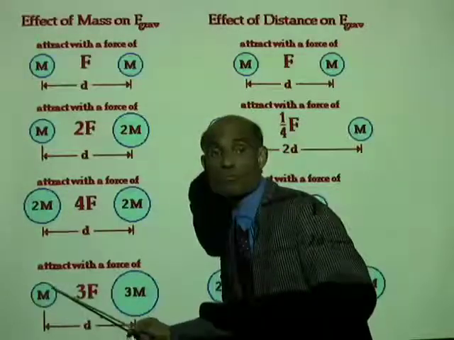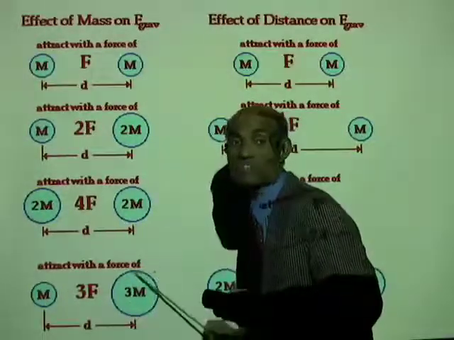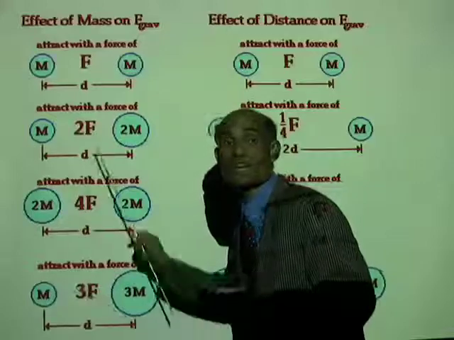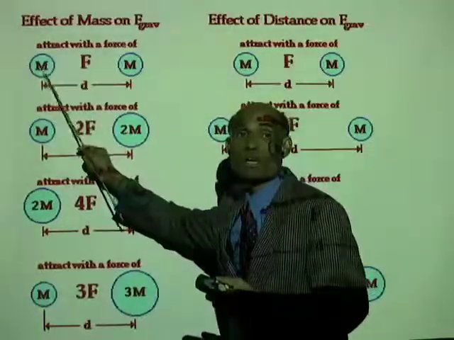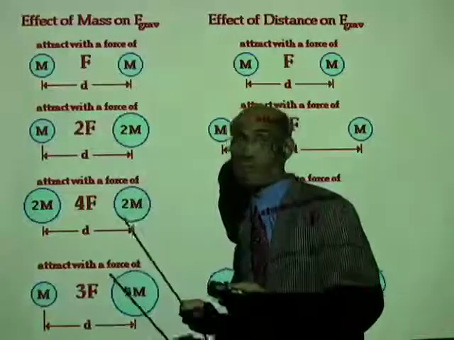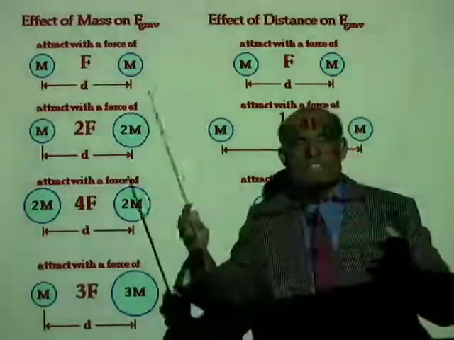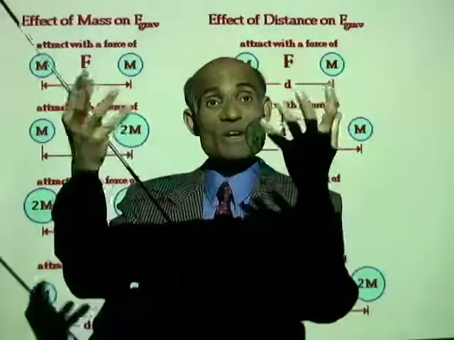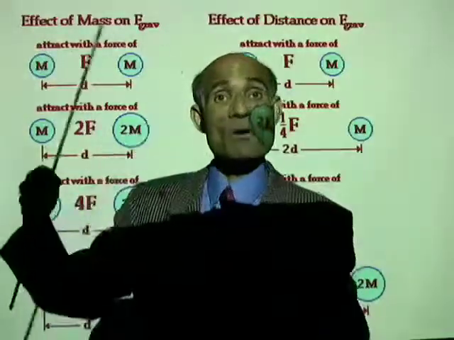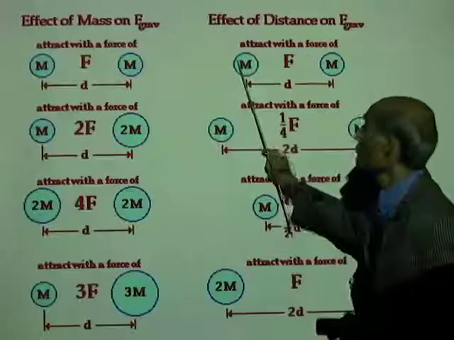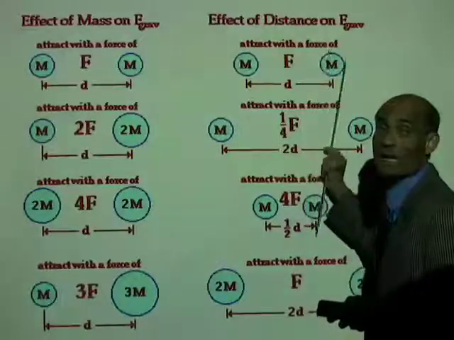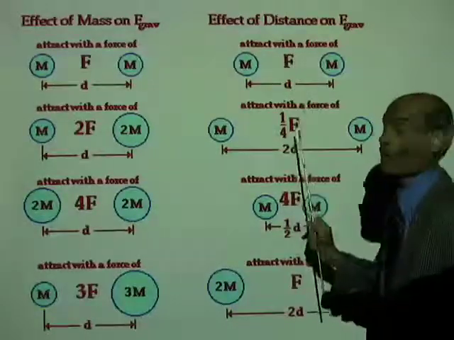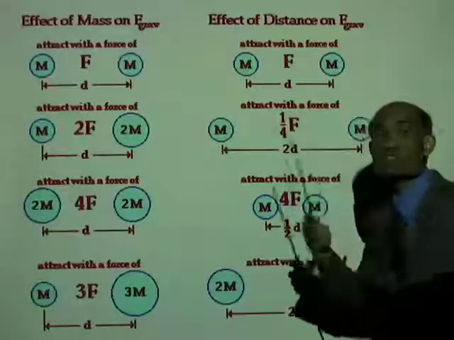If the first mass remains m and the second mass is now 3 times the original mass, the force between them will be 3F, where F is the force between m and m. Alright, now let's see what happens if you change the distance between them. Well, as the distance decreases, the force will increase. Now the question is, by how much? Alright, the force between a mass m and another mass m separated by a distance d is 1F. What happens if you increase the distance to 2d?